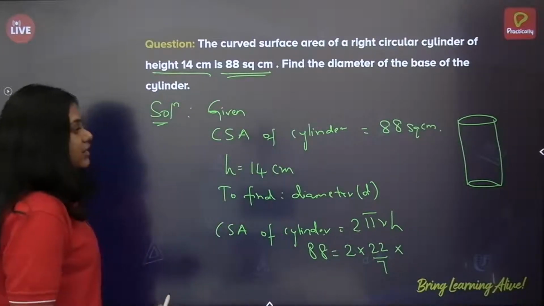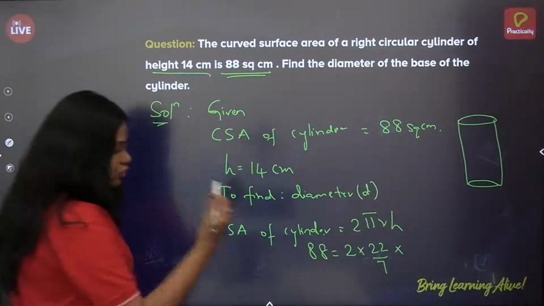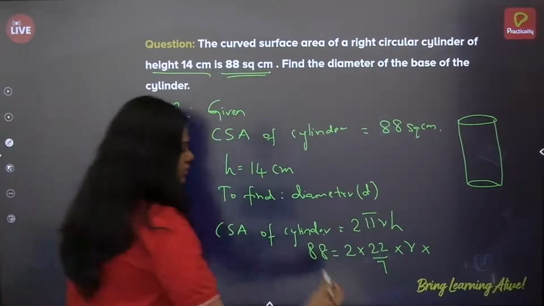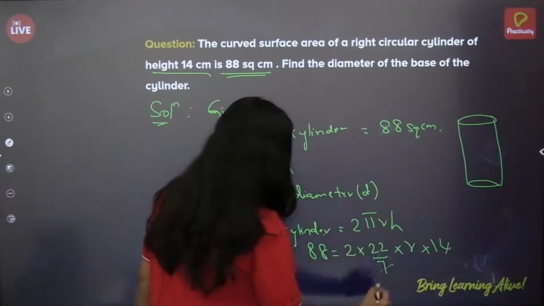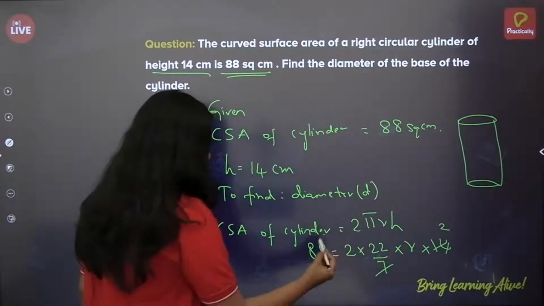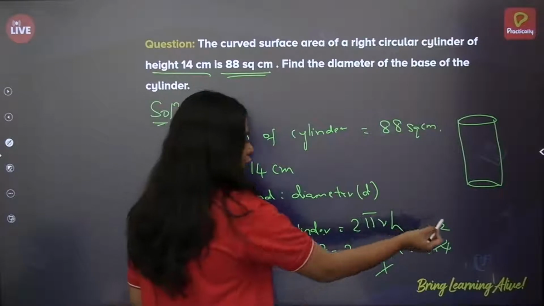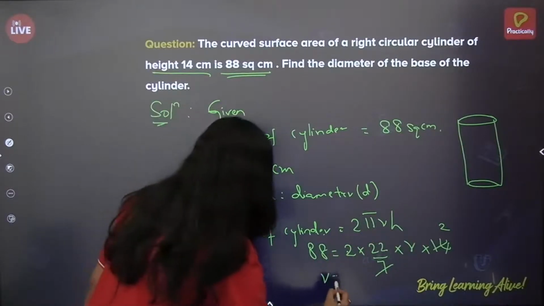And what is the radius? We do not know, right? So, just keep it as R. And what is the height? 14 centimeters. So, write it as 14. 7 times 2. 2 2s are 4. 2 into 22 is 44. 44 into 2 is 88. So, R equals 1 centimeter.